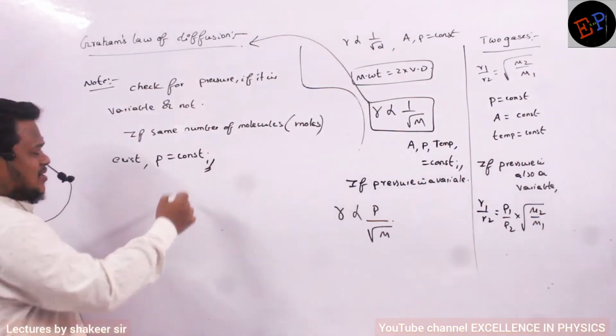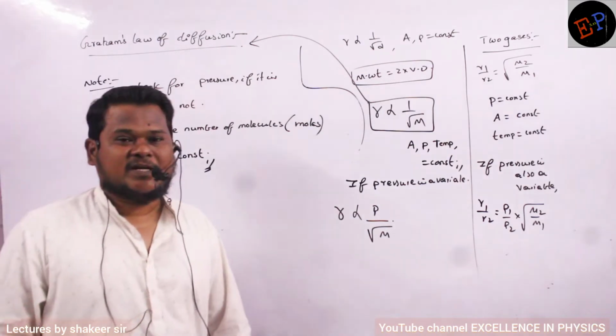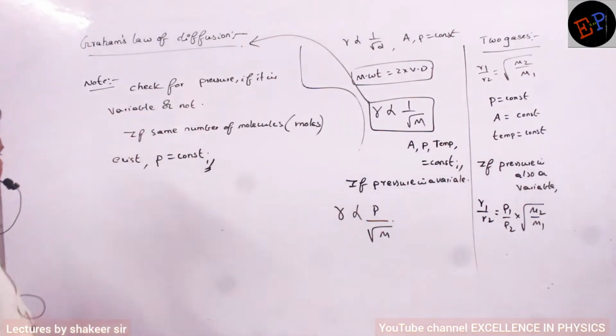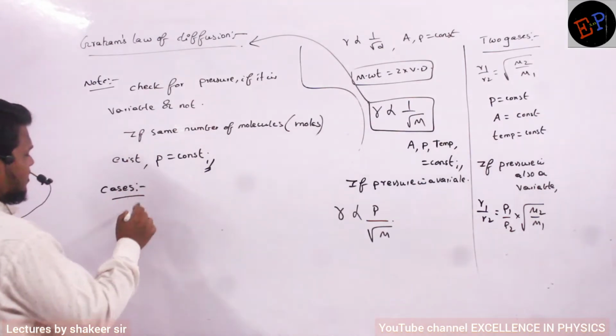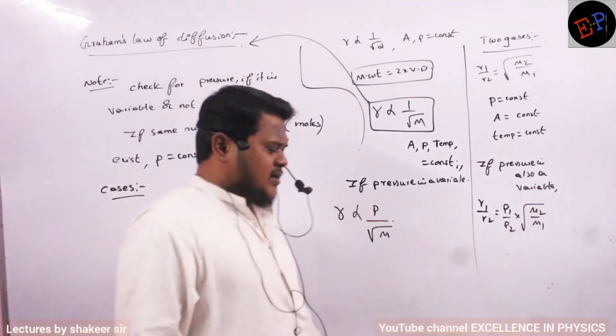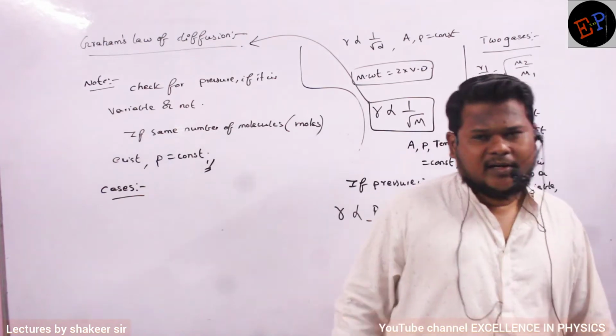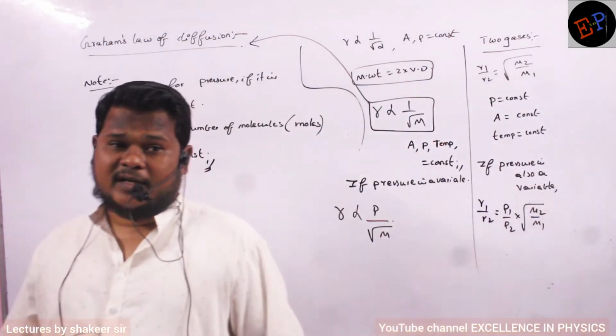Are you able to understand? So always you should check for pressure. Similarly, we will write some cases also. What are the cases we will write? Cases are there if you want to write the rate of diffusion in terms of length of a gas.